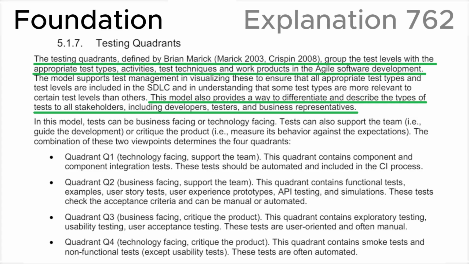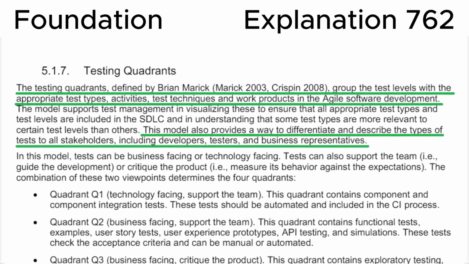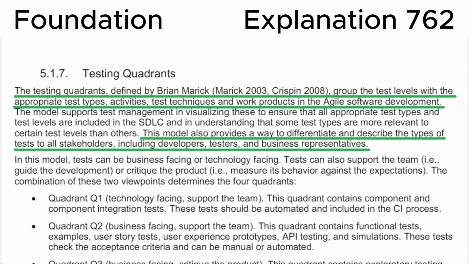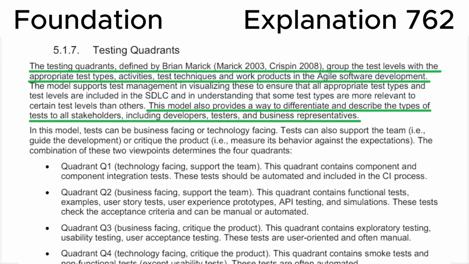Explanation. Finally, let's look at section 5.1.7, testing quadrants, in the ISTQB syllabus, where we can see that the testing quadrants group the test levels with the appropriate test types, activities, test techniques, and work products in agile software development. Option 1. This model also provides a way to differentiate and describe the test types to all stakeholders, including developers, testers, and business representatives. Option 3. This is consistent with the correct answer D.